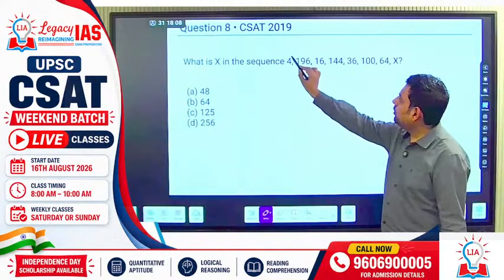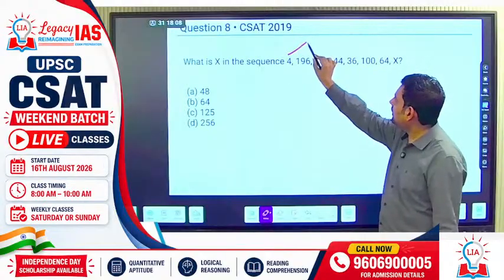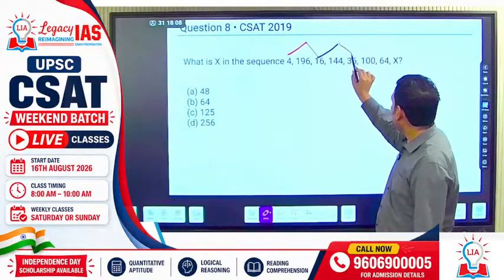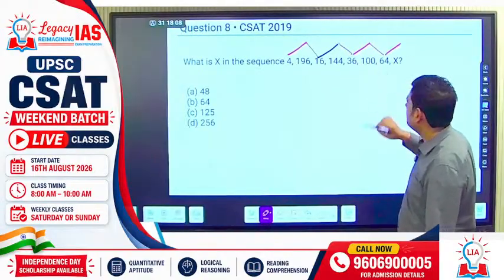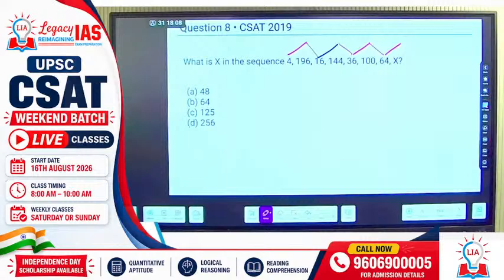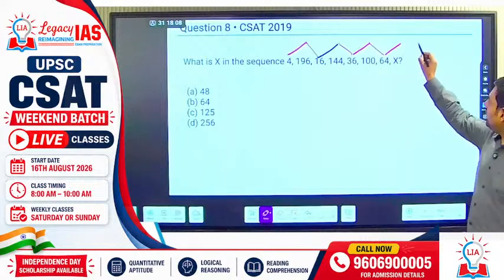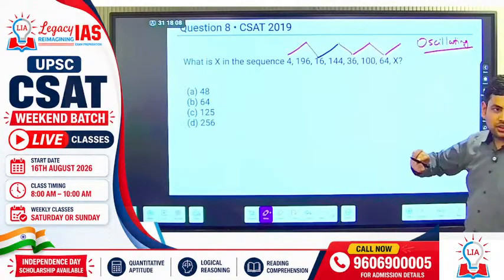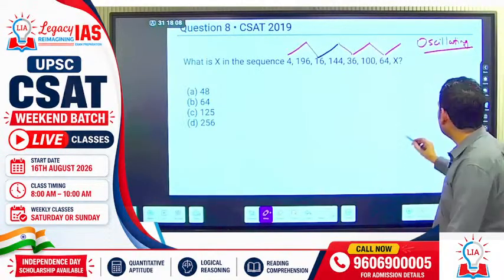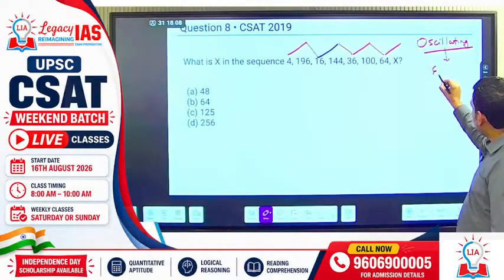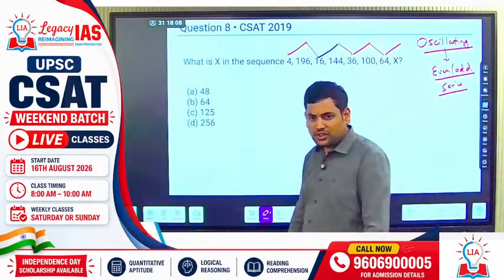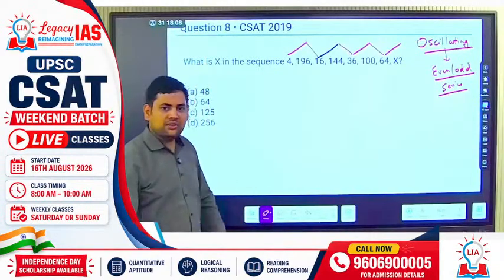Now, see this: 4, 196 increasing, then 196, 16 decreasing, then 144 increasing, then decreasing, increasing, decreasing. What does this feel like? Is it increasing, decreasing? No. This is very clearly oscillating in nature. Correct? Once you identify this is oscillating, this is the easiest form. Usually when they give even and odd series separately, they give very easy series. So once you have identified that this is oscillating, it becomes a very easy question.